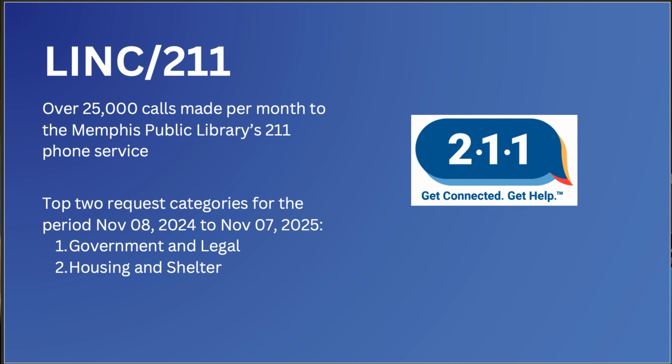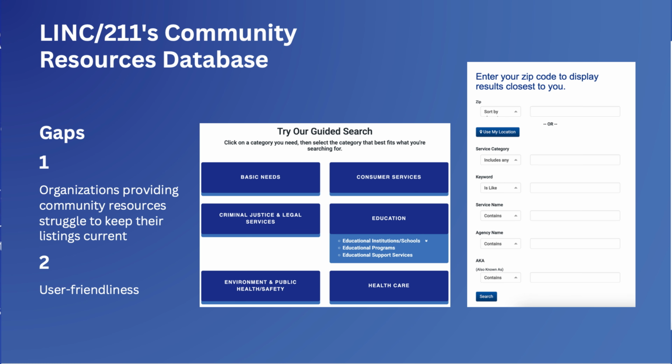Now, while 211 is a great resource, there are some gaps. 211 offers community resources in a database. And right now, organizations have to provide their information to City of Memphis administration in order to update that information. They have to contact them via email or phone, over and over again, in order to get this info accurate for Memphians.